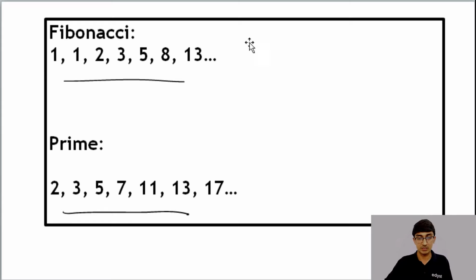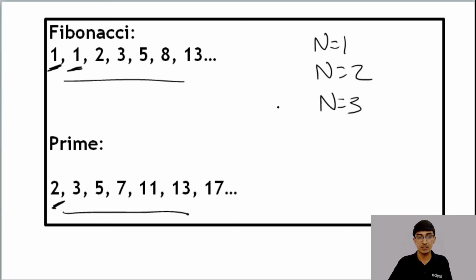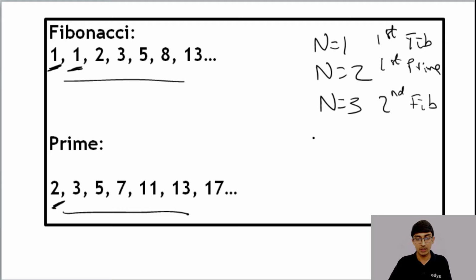So let's look at it like this. If n is 1, we are going to print a Fibonacci number. If n is 2, we are going to print a prime number. When it's 3, we are going to print the second Fibonacci number. So let's just write it down. We'll print the first Fibonacci number here. If n is equal to 3, we'll print the second Fibonacci number. For n is equal to 2, we are going to print the first prime number. For n is equal to 4, we are going to print the second prime number, right? Because this is how it's going.